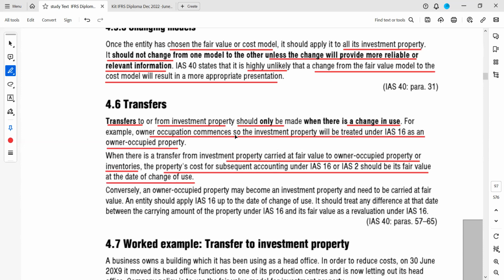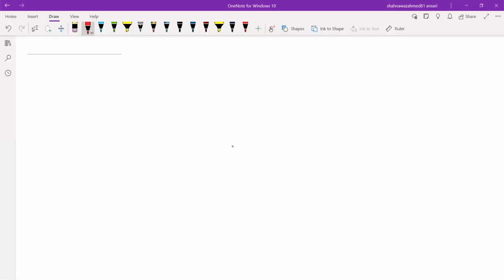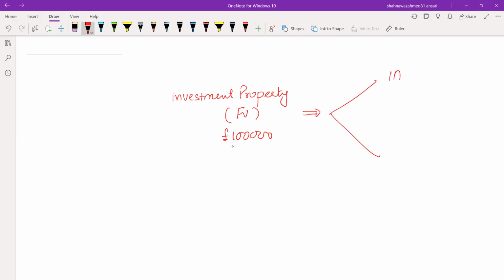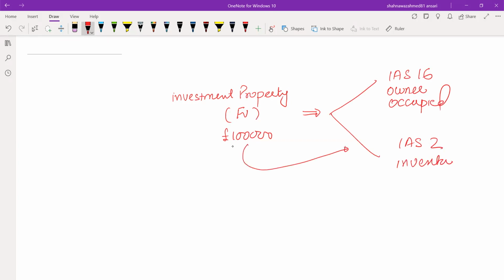Suppose, for example, we have an investment property, and that investment property is carried at fair value, and its fair value is 100,000. Now there is a change in use, and either that becomes owner occupied property or becomes inventory. Now we need the cost. So accordingly, this 100,000 becomes the cost under IAS 16 or cost under IAS 2.